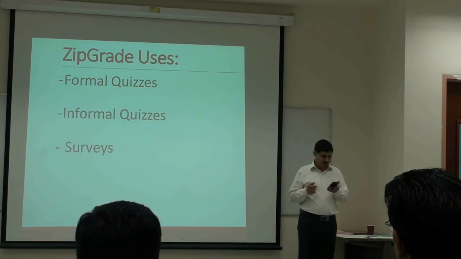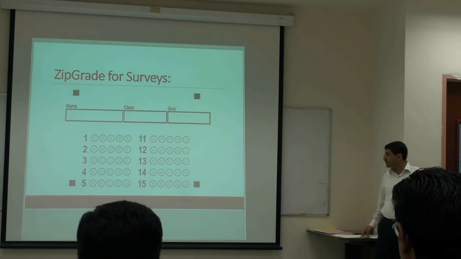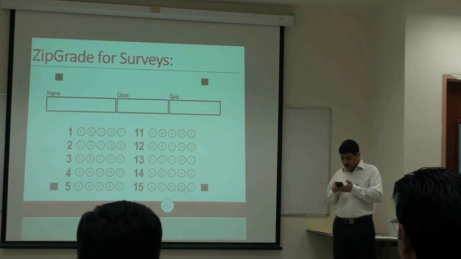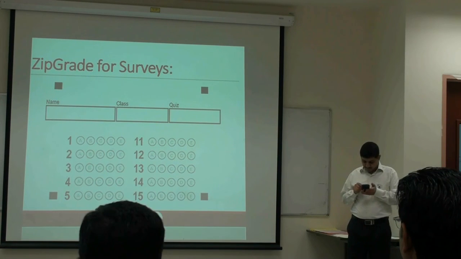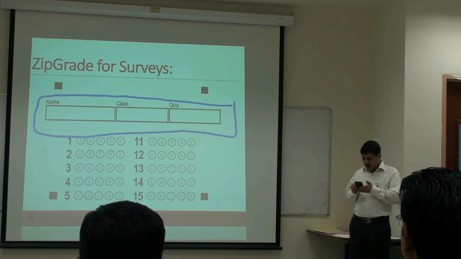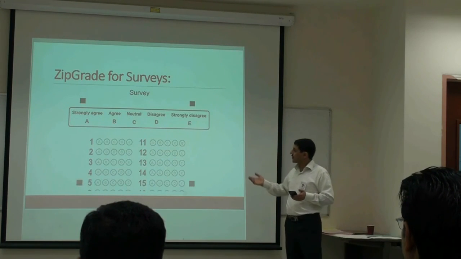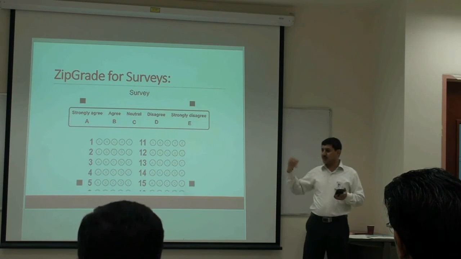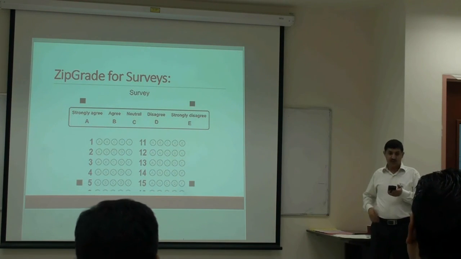I'll show you now how to use it for surveys. For example, we want to use this 20 question form for a certain survey. All I need to do is use an image editor and delete this part. Then I write the scale that I need, for example: A, strongly agree, B, agree, or whatever. When you are done with grading, you just export the results into an Excel file and do the analysis. So it's an easy way to do surveys.